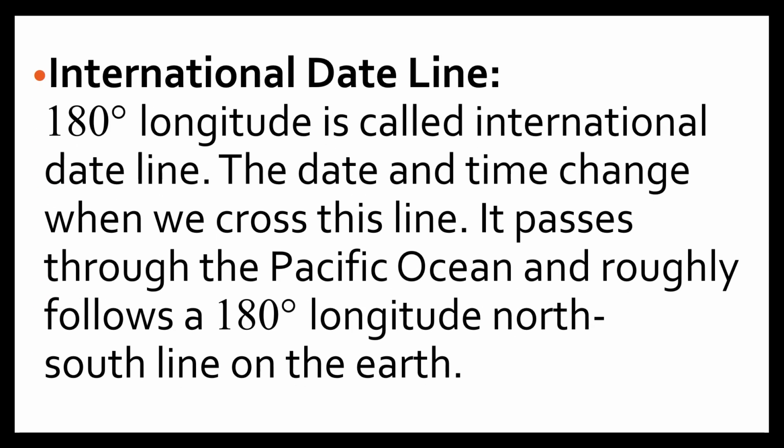Next is the International Date Line. 180-degree longitude is called the International Date Line. The date and time change when we cross this line. It passes through the Pacific Ocean and roughly follows a 180-degree longitude, a north-south line on the earth.